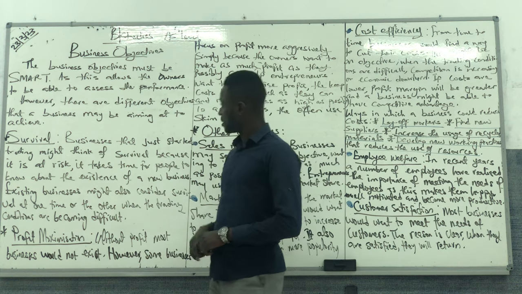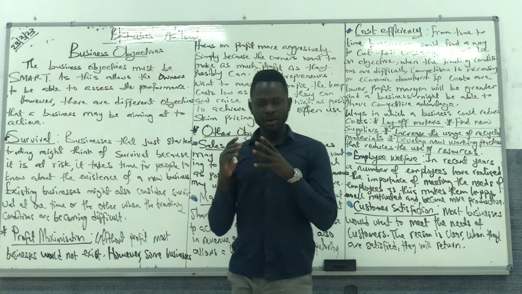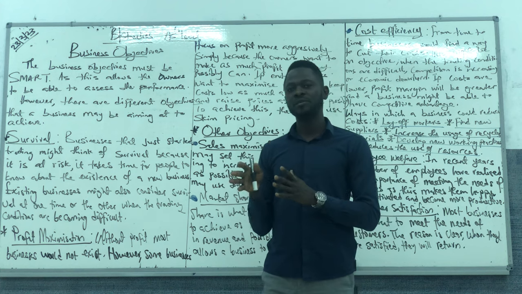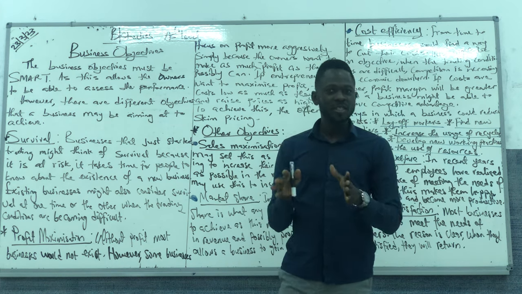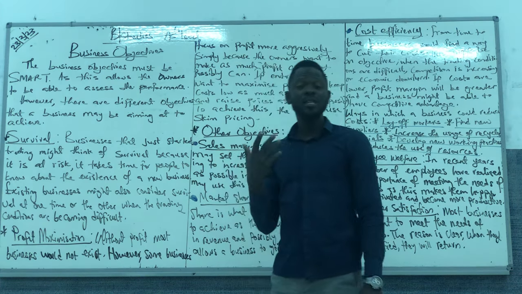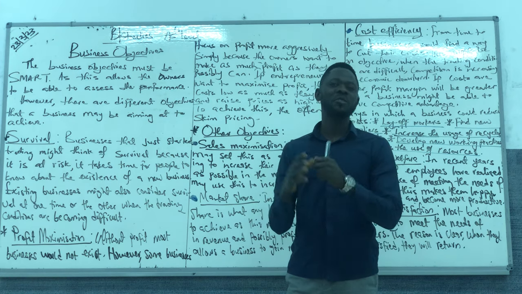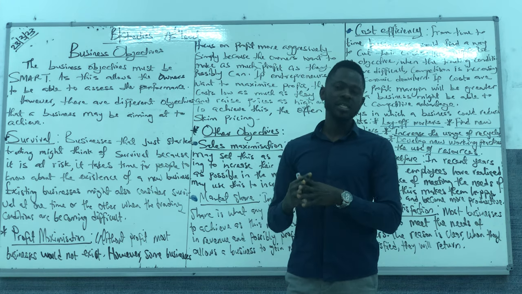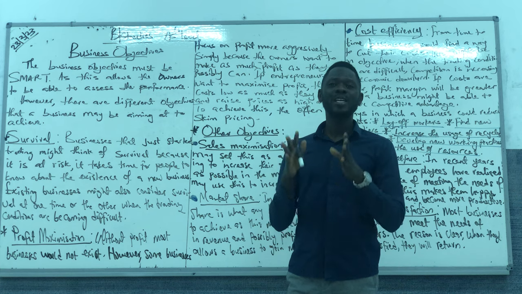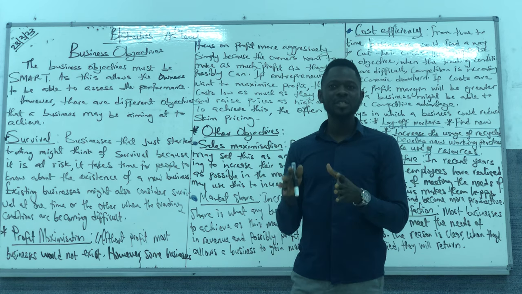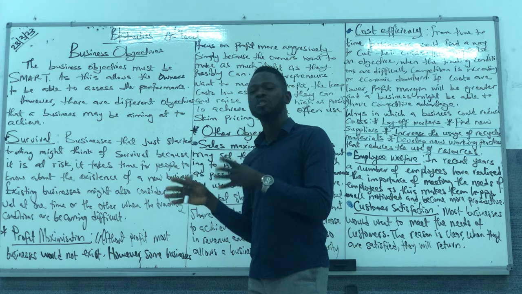Continue with business objectives. Yesterday we said, whenever a business is setting up its objective, it has to be smart. That is the point there. If you have to set up an objective, your objective is not to be smart. Why does it need to be smart? It needs to be smart to be able to assess the success or the performance of that objective.